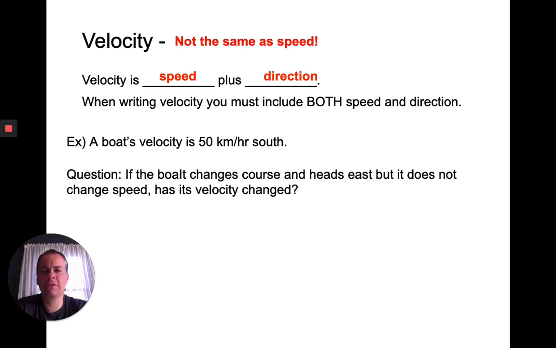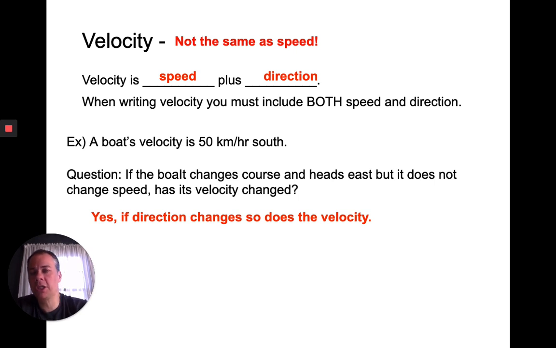So if we're asking for velocity, technically, we should be writing down both speed, so we have here 50 kilometers per hour, and a direction. If this boat's traveling 50 kilometers per hour south, that's a velocity. What happens if this boat, I have a spelling error, boat, changes course and heads east, still maintaining 50 kilometers per hour? Has its velocity changed? The answer is yes. If the direction changes, then the velocity changes. Its new velocity will be 50 kilometers per hour east.